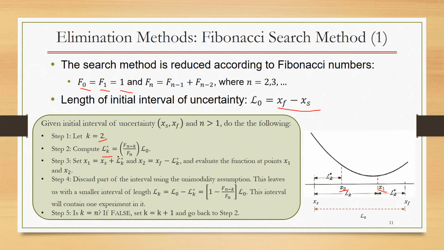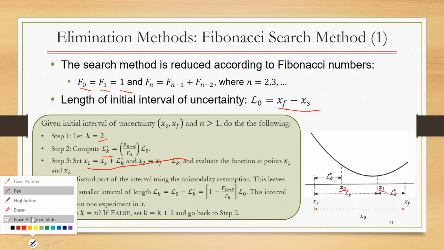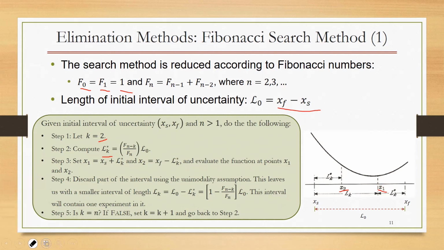Now, given this, we find these points x1 and x2. Then we use the unimodality assumption: we compare the functional value at this point and this point, and of course we know this point, so we can say which part we have to discard.